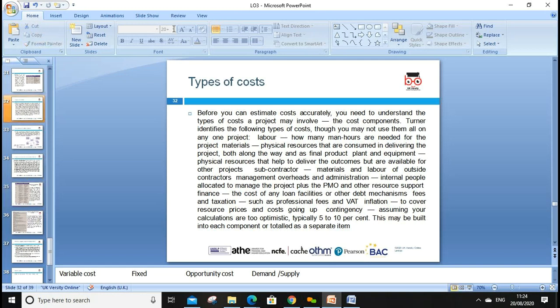So, types of cost. We discussed that it can be variable cost, or fixed cost. Opportunity cost: if you're taking one project, you're missing another opportunity to spend the money. We need to focus on demand and supply, and we need to measure the cost of each step.